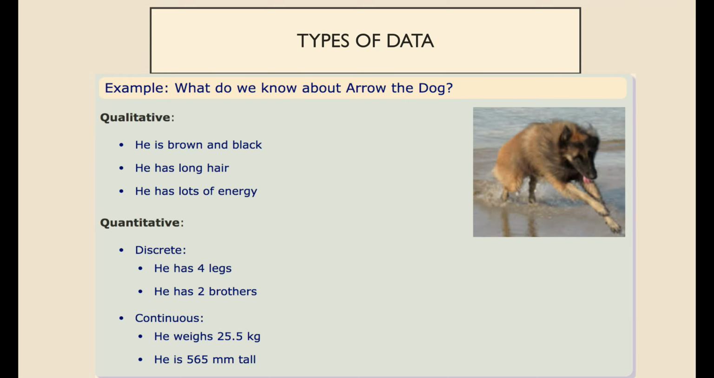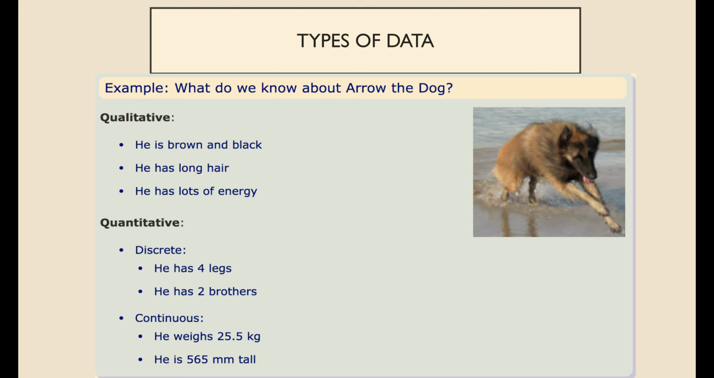So when we talk about data, we have qualitative and we have quantitative. Basically, qualitative is going to be more descriptive, such as if you have this picture here, we have the dog is brown and black. He has long hair. He has lots of energy. It's things that you can see happening in the picture here. Whereas quantitative is going to be more numerical.